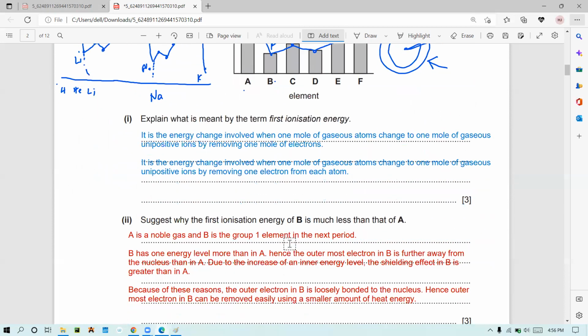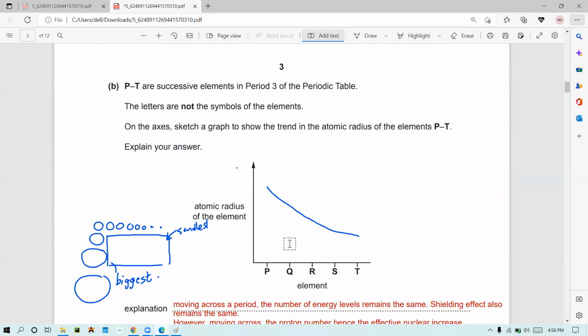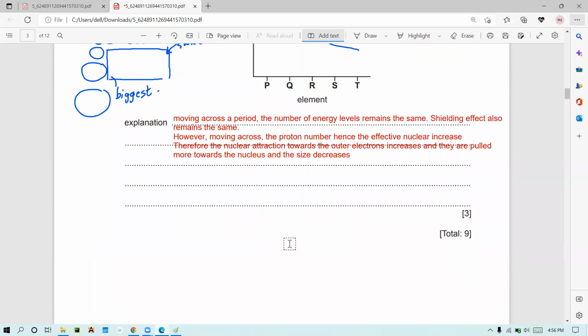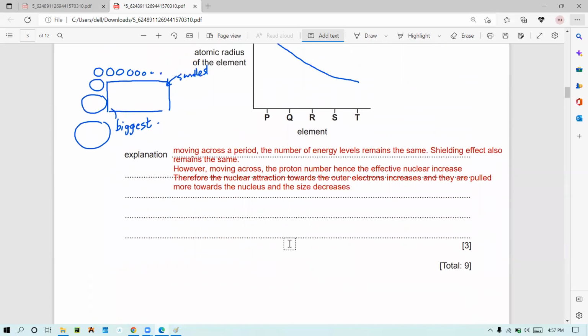If you have any doubt, you can ask me. Otherwise, I think I can finish the discussion. This is question number 1 in 2018, February, March, paper 22.